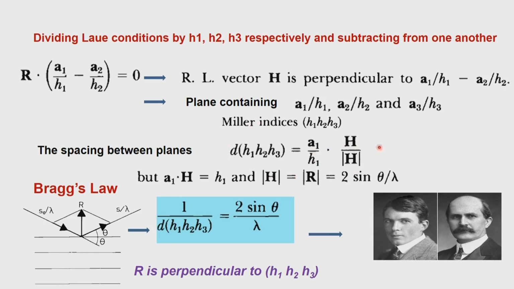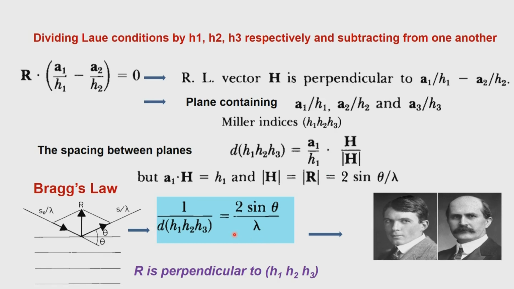So, this represents the distance between the planes. So, we can calculate d of H1, H2, H3 as A1 dot H1 dot H by the modulus of H. We know the modulus of H is 2 sin theta by lambda. A1 dot H is H, and therefore, we get an expression which is 1 divided by d of H1, H2, H3 is equal to 2 sin theta by lambda, or 2 d sin theta is equal to lambda. So, this is the so called Bragg's law, and this got the Nobel Prize in 1915.